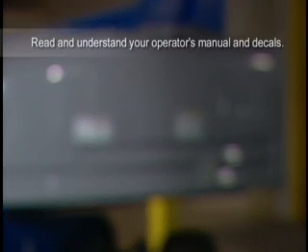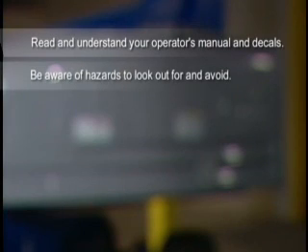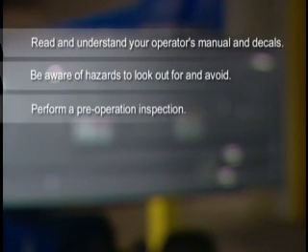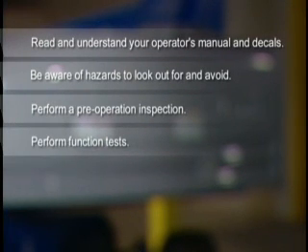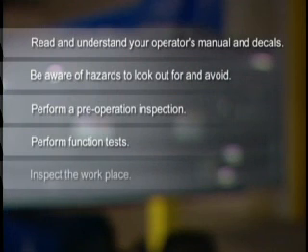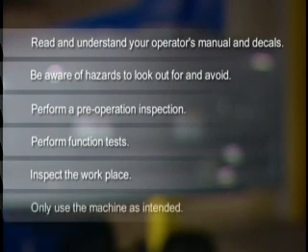First, read and understand your operator's manual so you know it. Be aware of hazards to look out for and avoid them. Perform a pre-operation inspection on the equipment. Perform the function tests prior to use. Inspect the workplace for unsafe conditions and familiarization. Only use the machine as the manufacturer intended.